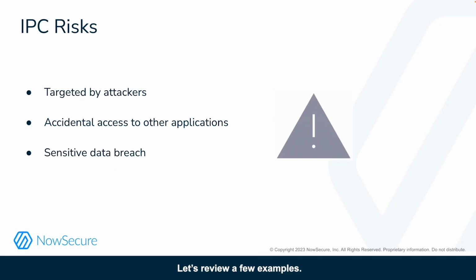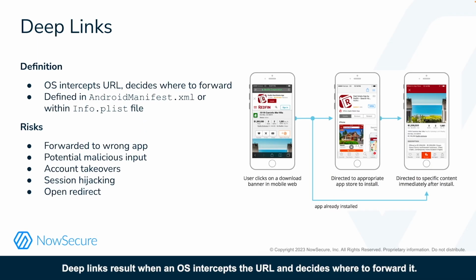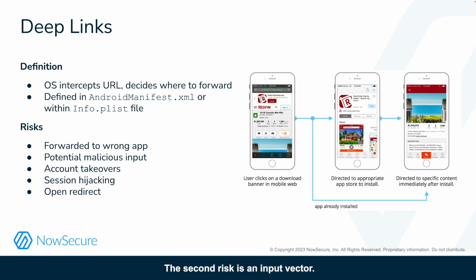Let's review a few examples. Deep links result when an OS intercepts the URL and decides where to forward it. The logic of that decision-making in the early versions of the feature, before verified app links, is one of the risks. In some cases, it would get forwarded to the wrong or malicious app. An unintended app could then steal things like OAuth tokens in transit from the authentication journey in the browser to the app. The second risk is an input vector.